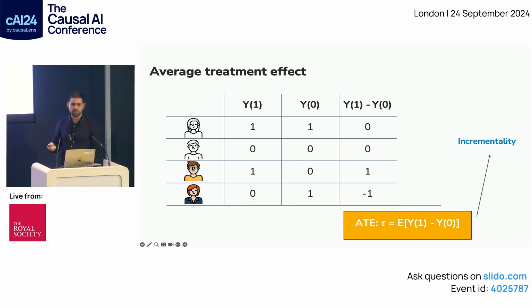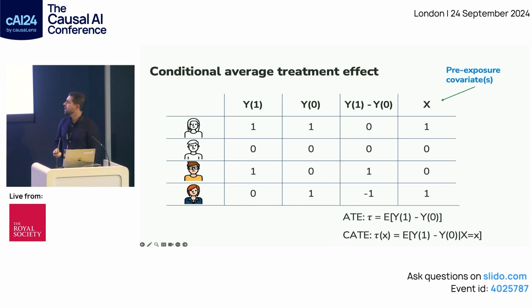Sometimes people call it incrementality in e-commerce and in other areas. And you can add covariates, and if you add a covariate, let's just say 1, 0, you can also calculate the conditional average treatment effect. So for a specific subset of the population, how would they react to this discount, right?